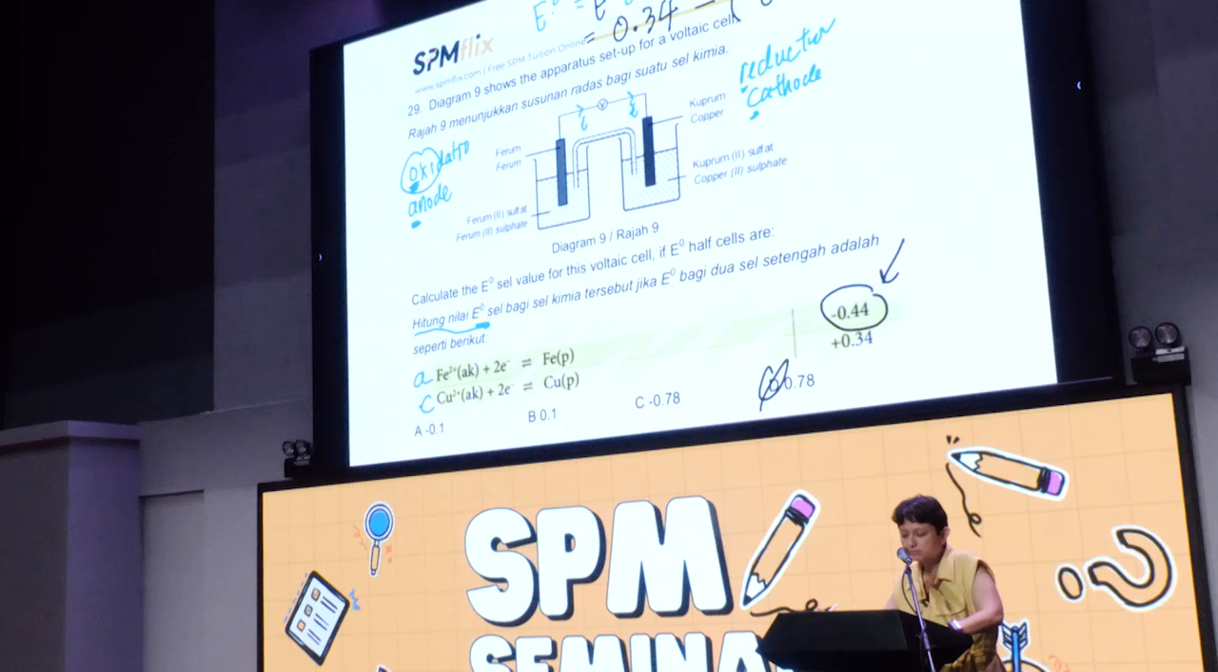All right? This formula is very important. Always cathode minus anode. All right? You need to know who is oxidation. Yang bebas electron. Oxidation is always anode. Okay.